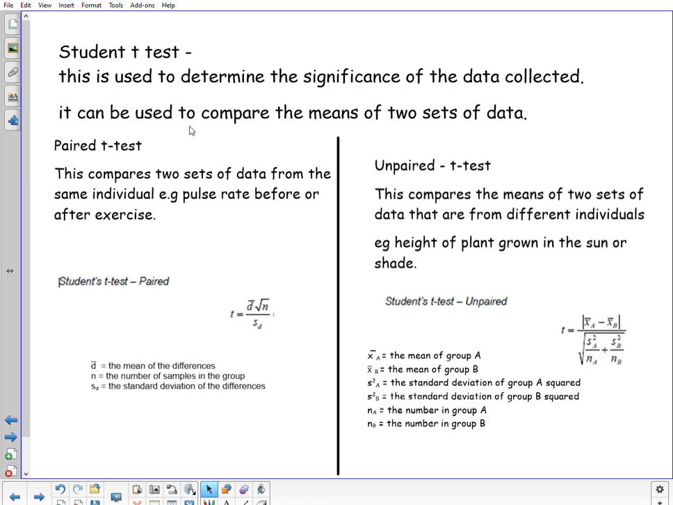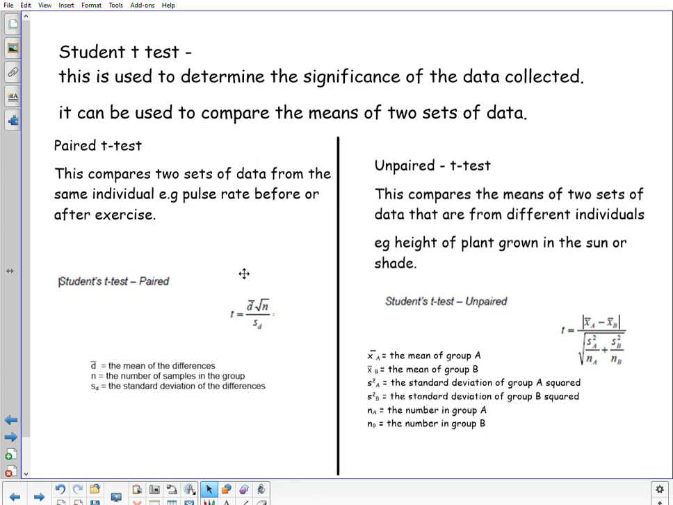So in the paired student t-test, we have two sets of data that have come from a group of individuals, but the same individual has contributed data to the first set and the second set. So for example, we might compare the pulse rates before or after exercise. We might compare a set of patients' blood pressure before they've taken a drug and after they've taken a drug. So in the paired student t-test, it's the same individuals that have contributed to both sets of data.